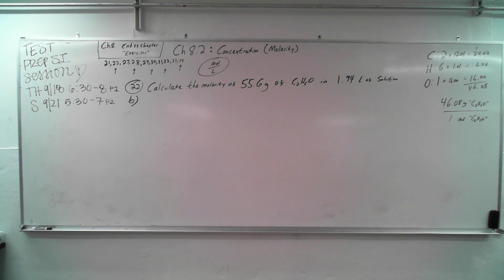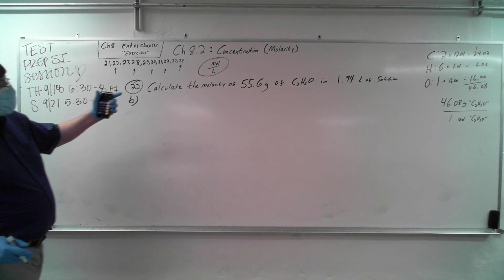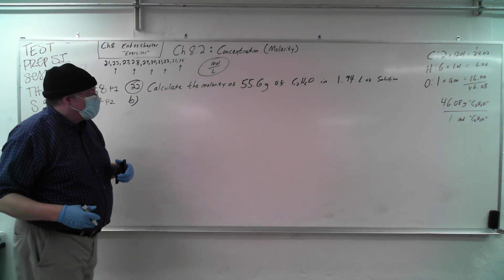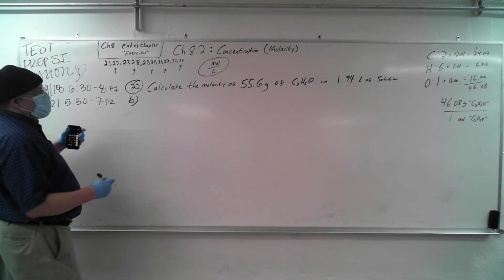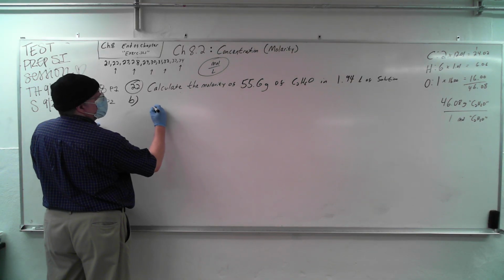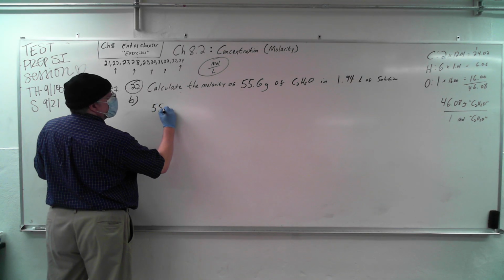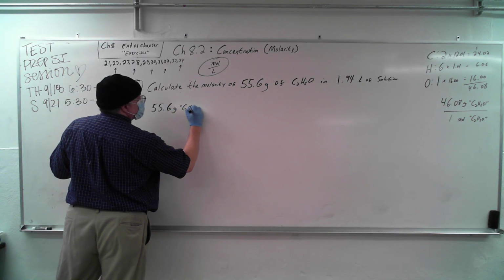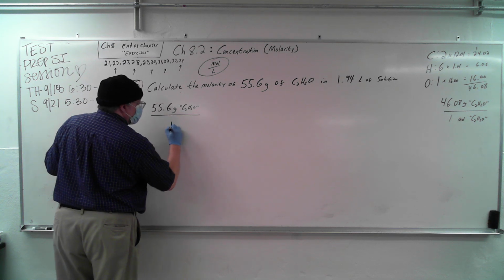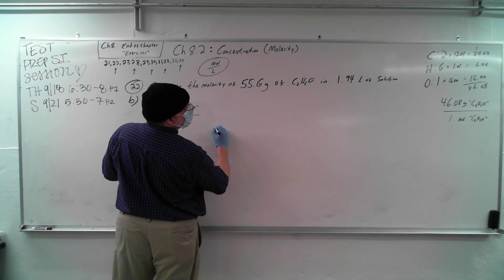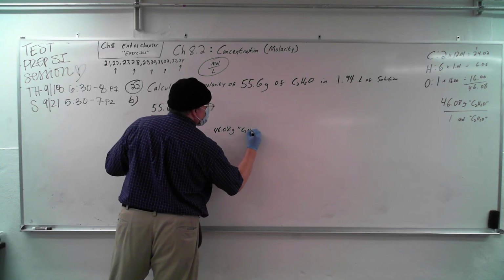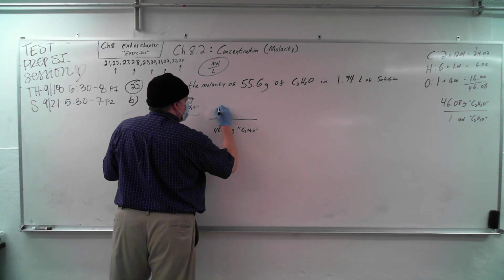So when grams is mentioned, you pretty much always are going to need the grams per mole. And notice concentration, molarity, is moles per liter, so we're going to need a relationship between grams and moles here. So the way to do this, we need 55.6 grams C2H6O. And then we're going to need the grams per mole, which is 46.08 grams C2H6O to 1 mole.